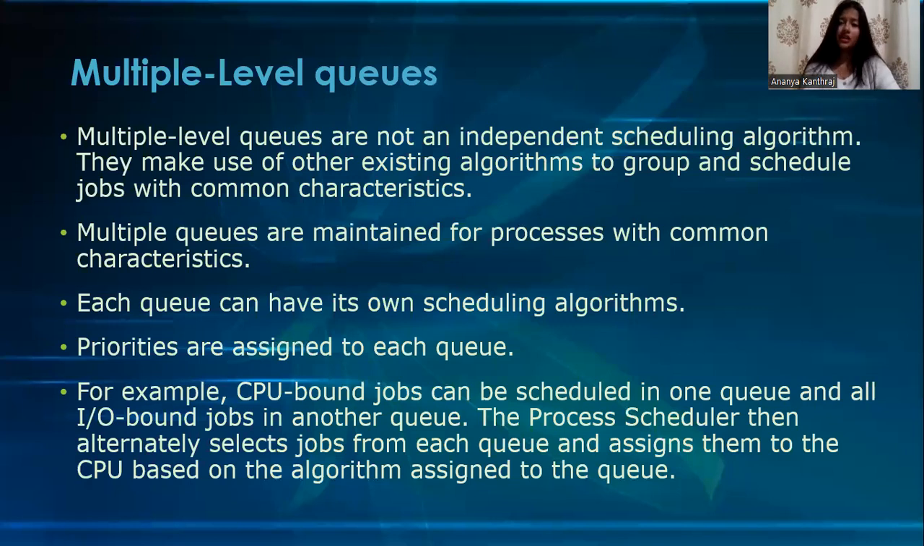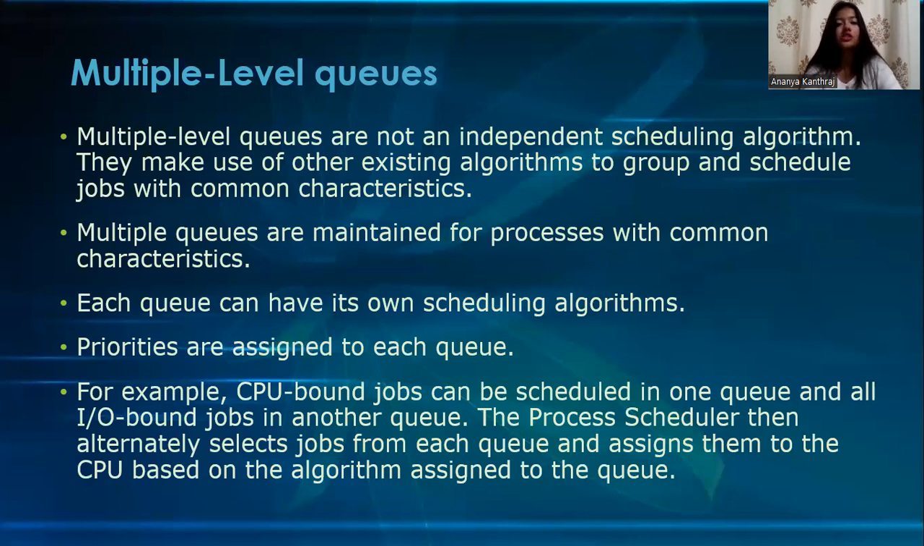So what are multi-level queues? Multi-level queues are not an independent scheduling algorithm. They make use of other existing algorithms to group and schedule jobs with common characteristics. Multiple queues are maintained for processes with common characteristics.